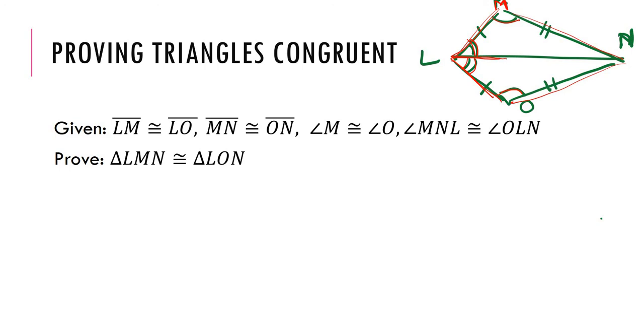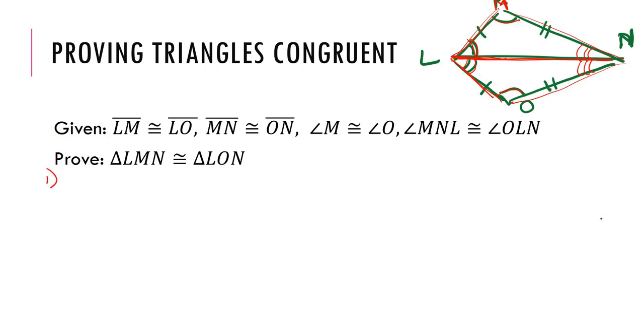I want to prove that these two triangles are the same. So I'm almost there. I have two sides congruent. I need the third side, which is the middle one, LN. And I have two angles congruent, and I need to prove these two are congruent as well. All right, so let's take a look.